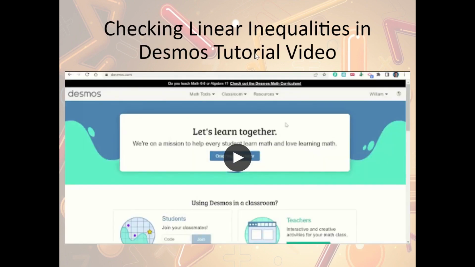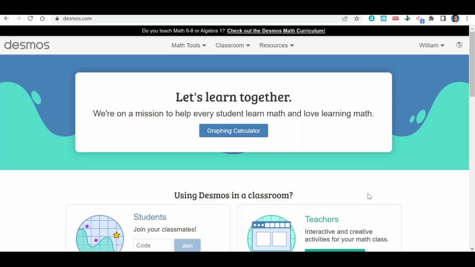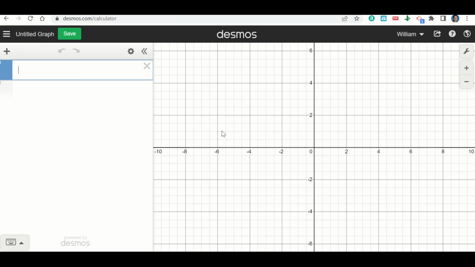There's a video here that shows you how to check your work using Desmos after you've already graphed the linear inequality. Let's talk now about how we can use Desmos to check our work when dealing with systems of linear inequalities. First thing we're going to do is go to desmos.com, which is here, and then we're going to go to where it says Graphing Calculator. I'm going to click on that.